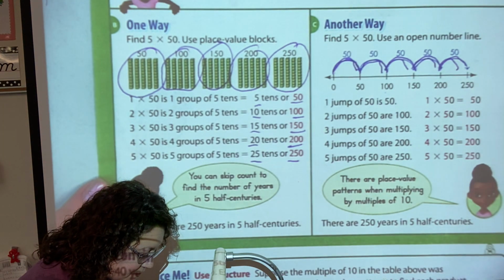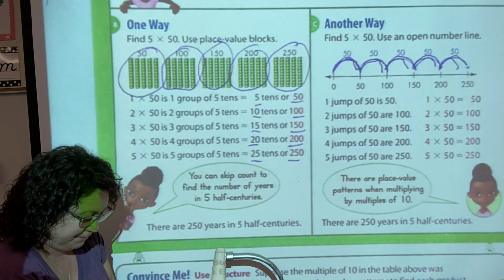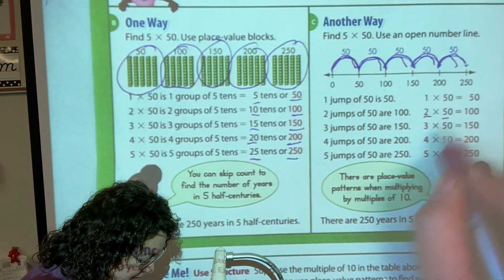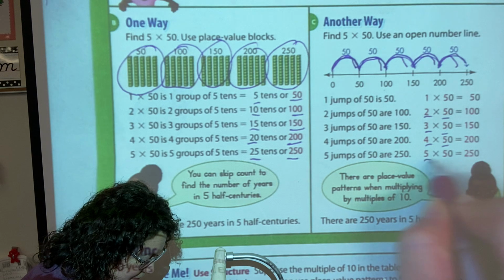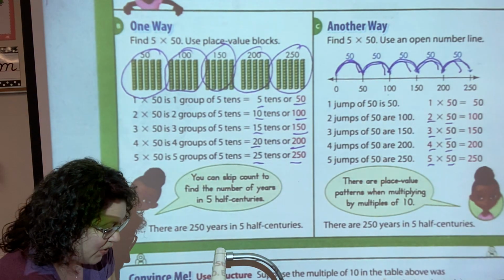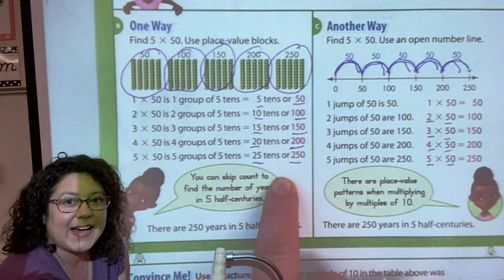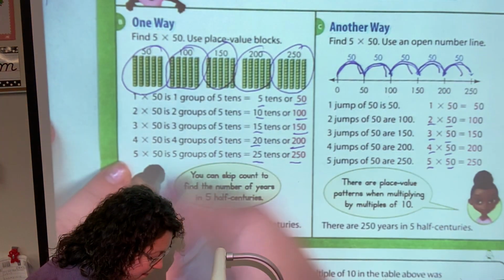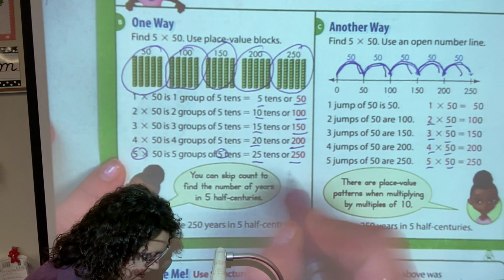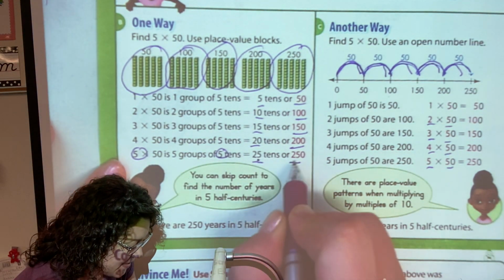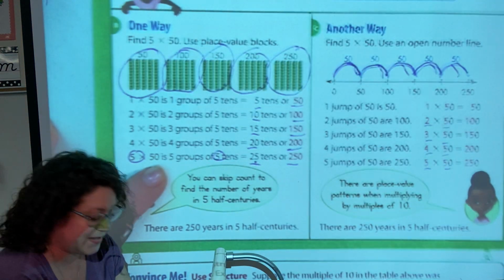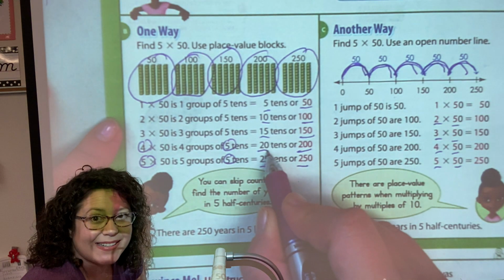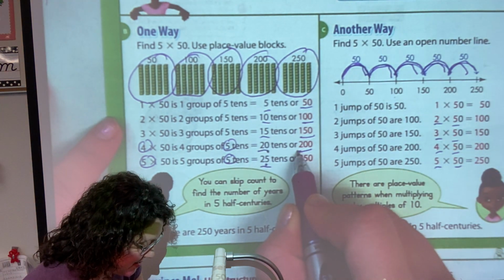All right. Did you figure out the pattern? Let's see here. Can you figure out that pattern? Right here, we just add our 0, okay? 5 times 5 is 25. Add our 0 because 50 ends in a 0. 4 times 5 is 20. Add a 0 because the 50 ends in a 0.